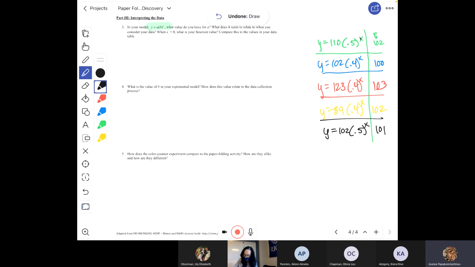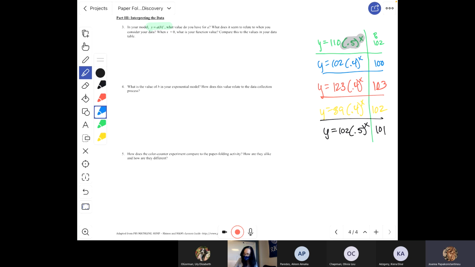What is your value of y going to be? It's going to be a, right? And what does that a, if I let this equal 0, this becomes 1, right? Anything other than 0 raised to the 0 power is 1.